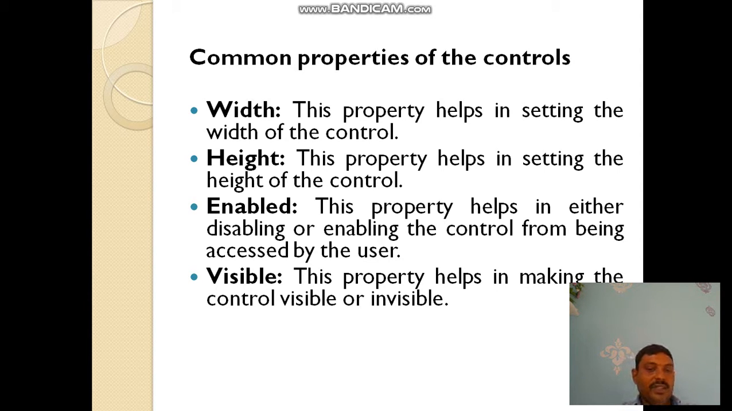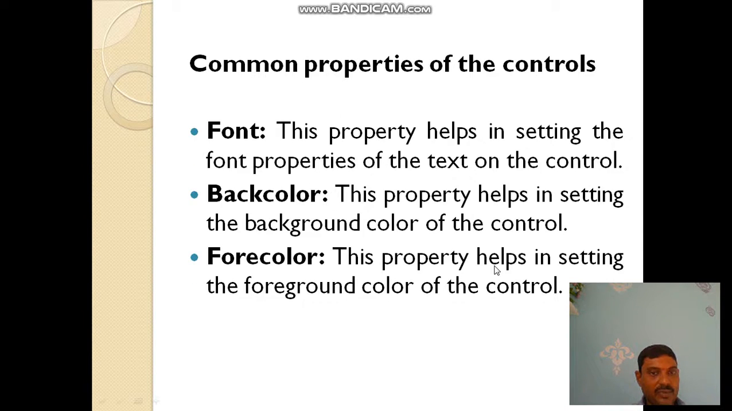Next, the visible property. If it is set to true, this control is available on the form at runtime. If it is false, this control is not available on the form at runtime. Then next, the font property. Font property helps in setting the font properties of the text on the control, for a text box, for a label control, for a command button control, common to all the controls.